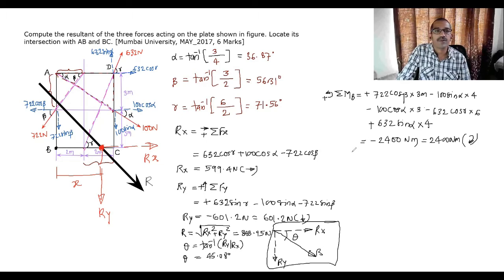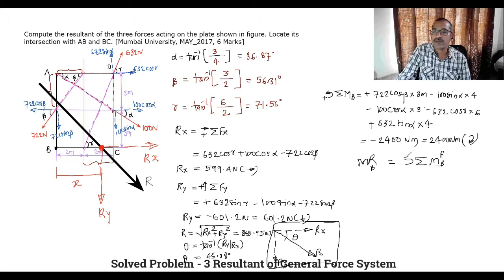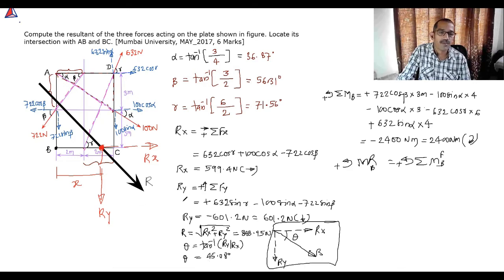Now see here. First, I'll write our Varignon theorem: moment of resultant about B equals the sum of moments of all forces about point B. Our sign convention is anti-clockwise positive. So on the left-hand side, moment of the resultant: moment of Rx about B is 0, and moment of Ry about B is clockwise, so minus Ry into x. Equation number 1.